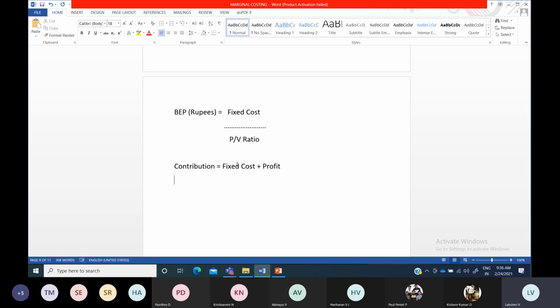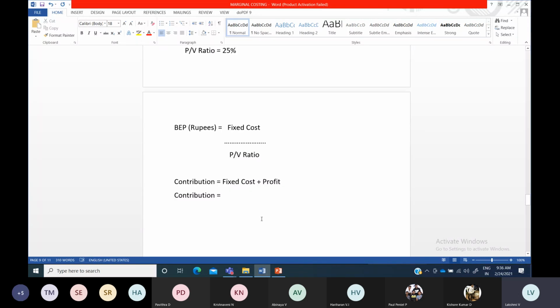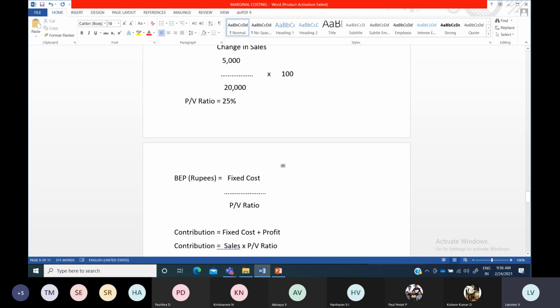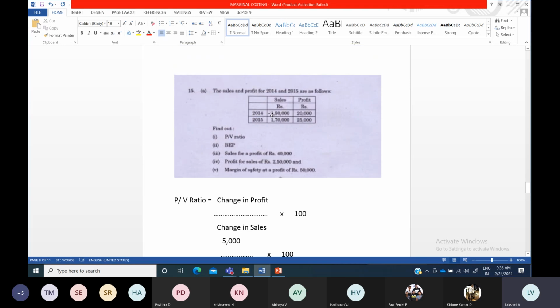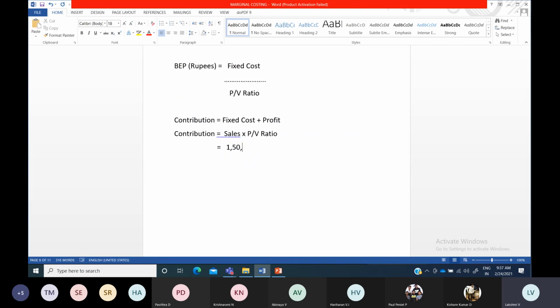So contribution, first we need to know this. What is the contribution formula? Sales into PV ratio is your contribution formula. Sales amount, if you see, take any 1 year. The sales amount here is 1,50,000. Let us take the first year, 1,50,000 sales amount, and the PV ratio.